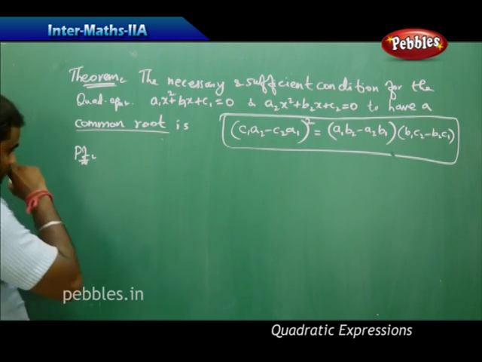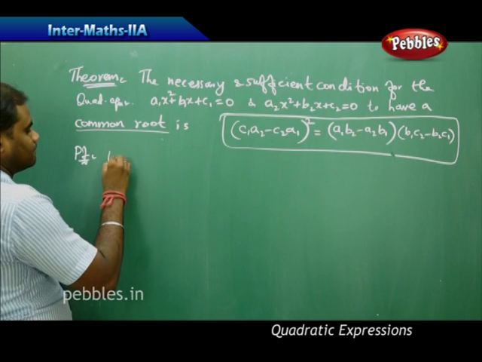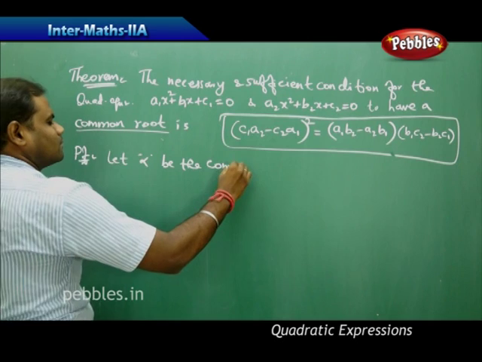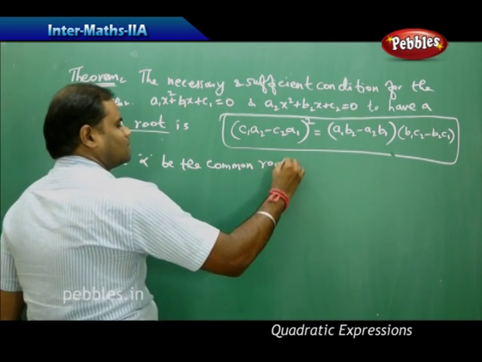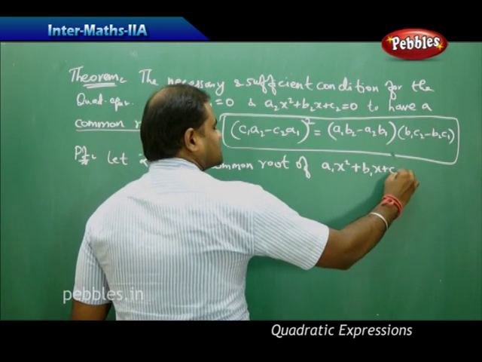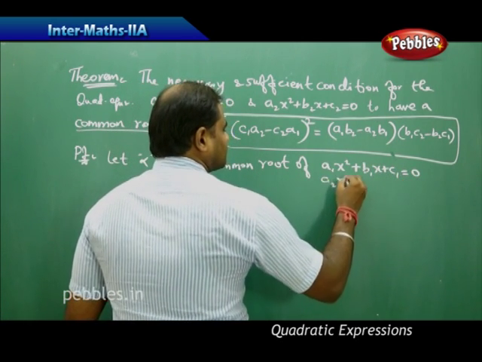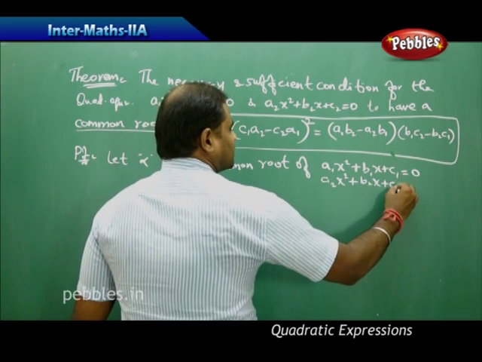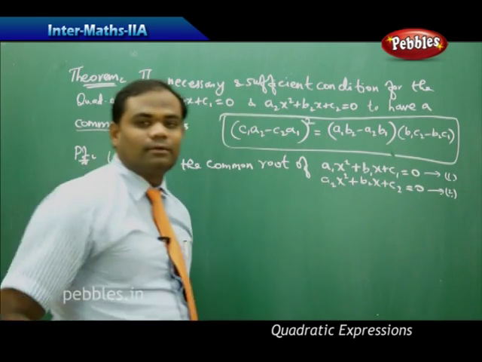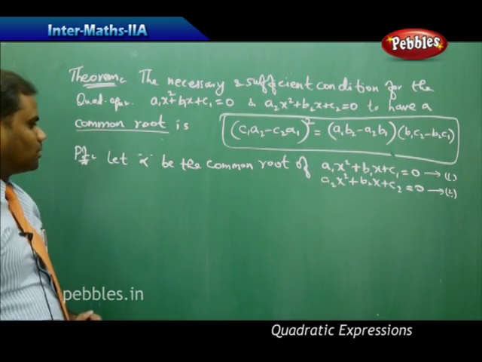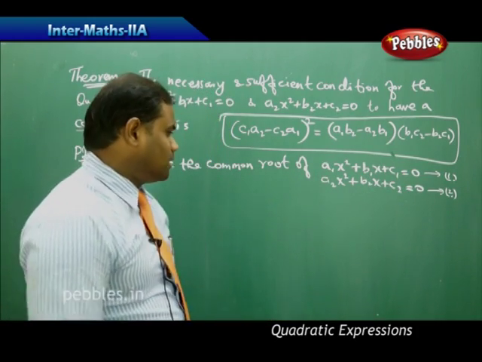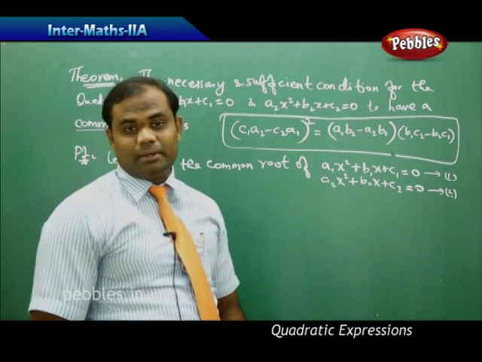Now coming to the proof, let alpha be the common root of the quadratic equations a1x squared plus b1x plus c1 equal to 0 and a2x squared plus b2x plus c2 equal to 0, which I take as equation 1 and equation 2. Now because alpha is the common root of equation 1 and equation 2, alpha is the root of 1 and 2 independently.